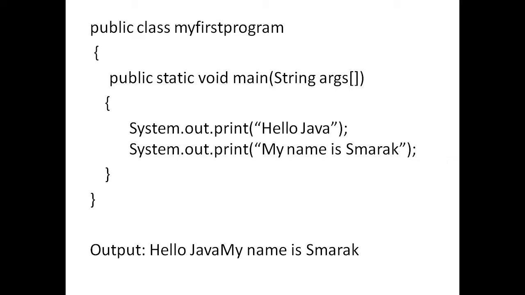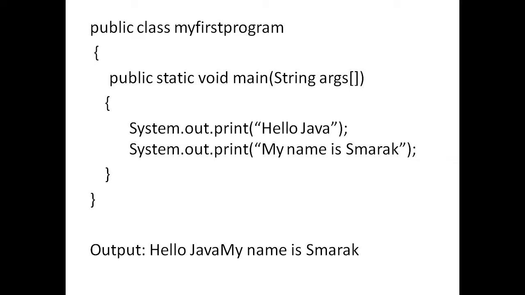It's that simple, right? So let us execute this program in order to ensure that we have guessed it right. So whenever we execute this program, we get an output something like this: hello Java, and without any space or any break, my name is Smarak. Both are adjoined. Oops, what was that? That's not expected. We wanted both the lines to be displayed in two different lines, right? But unexpectedly, they both got displayed in the same line.